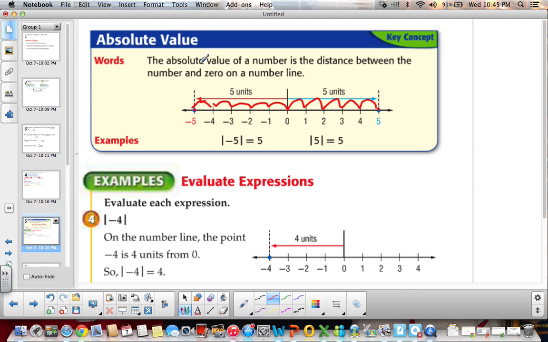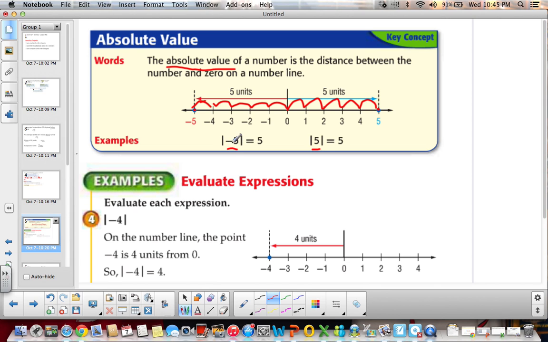So we call this the absolute value. Absolute value is the distance between that number and 0. One thing that we need to remember is that absolute value is always positive. The value of an absolute value of a number is always positive, whether the number inside the absolute value is negative or positive.